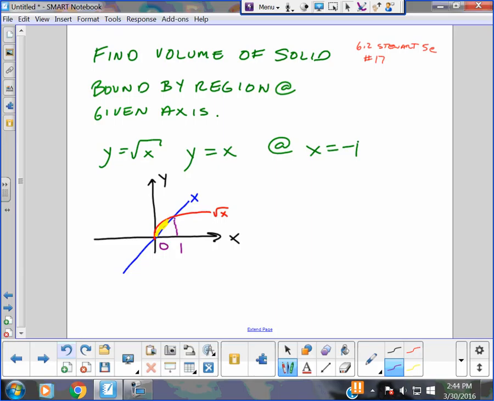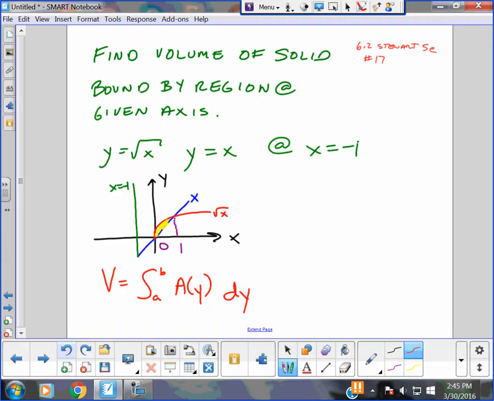Now we're going to rotate that across this axis, x equals negative 1. All right. This is parallel to the y-axis, so it can't be dx. It has to be dy. So our general form is going to be what? Volume is equal to the integral from some limit a to b, the cross-sectional area perpendicular to the y-axis, dy.